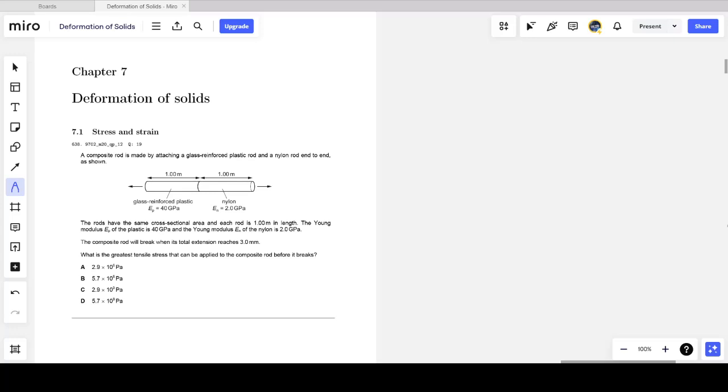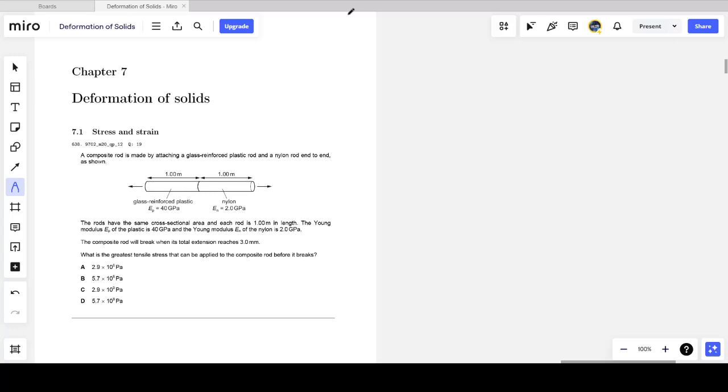The Young modulus EP of the plastic is 40 gigapascals, and the Young modulus En of the nylon is 2 gigapascals. The composite rod will break when its total extension reaches 3 millimeters. And we want to know what the greatest tensile stress that can be applied to the composite rod is before it breaks. So this is quite complex because we want to know the total extension of the rod, but the rod is made from two halves, one half being plastic and the other half being nylon.